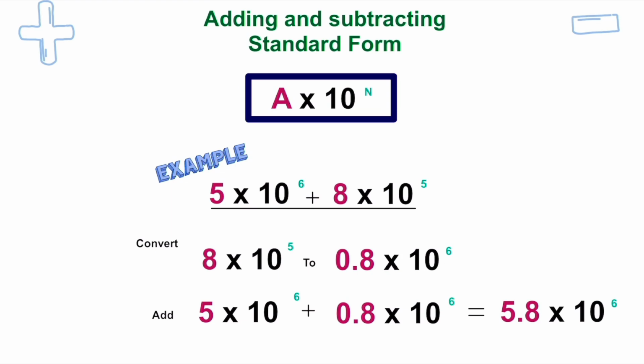So we have 5 times 10 to the 6, which is in our original question, and then 0.8 times 10 to the 6, which is just this changed to have a 6 as the exponent, and then we just add the mantissas together, and the exponents stay the same. So it would be 5.8 times 10 to the 6.